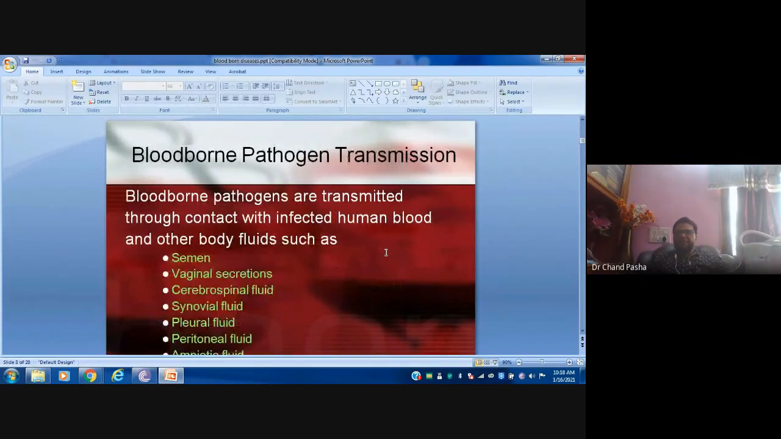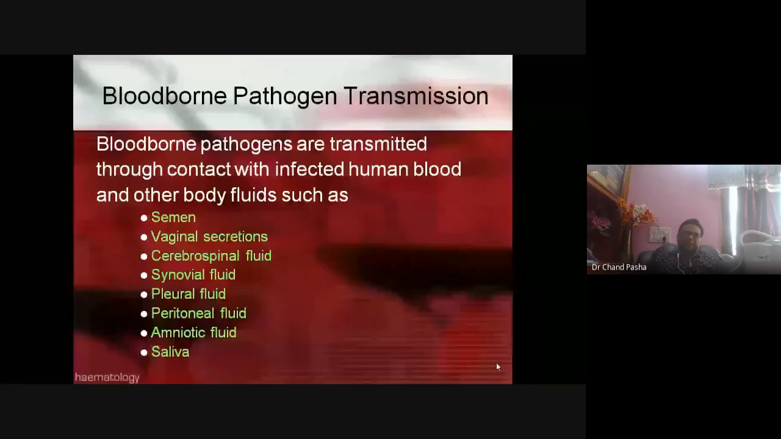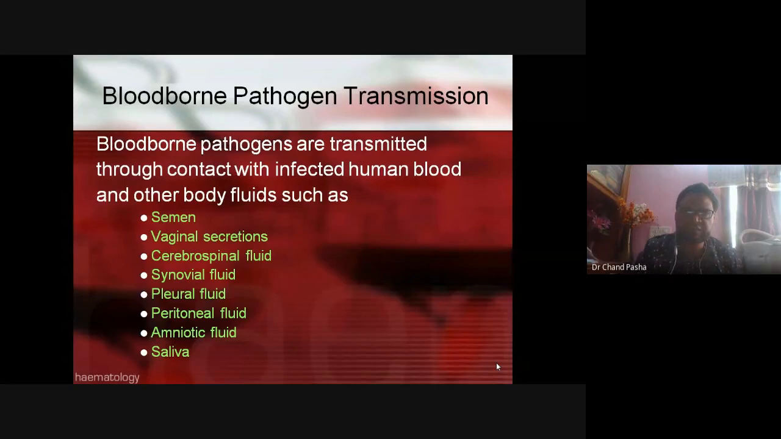So through person-to-person contact, when these fluids come into contact with one another. Semen, vaginal secretion, cerebrospinal fluid, synovial fluid, pleural fluid. Pleural fluid is the fluid in the pleural cavity, the cavity covering the lungs. There are two layers, and in between the two layers there is a fluid called pleural fluid. Peritoneal fluid is at the base of your abdomen. And amniotic fluid, saliva. These are the fluids through which the disease gets transmitted.